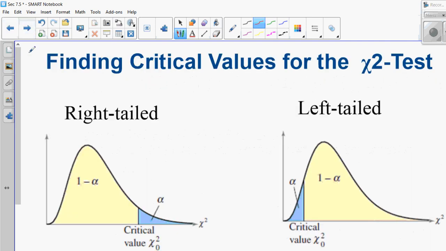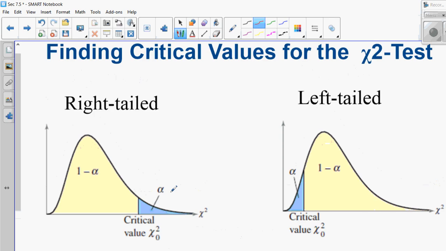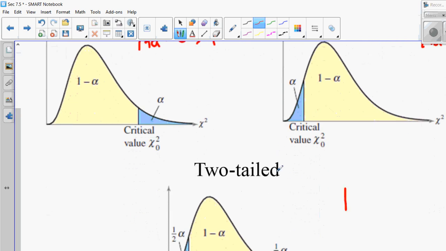When we do this, we have three possibilities: a right-tailed, a left-tailed, or a two-tailed test. If you remember, this is all based on our H sub A. If our H sub A was sigma is greater than 4, that's a right-tailed test. If our H sub A was sigma is less than 4, that's a left-tailed test. And if our H sub A was sigma does not equal 4, that is a two-tailed test.